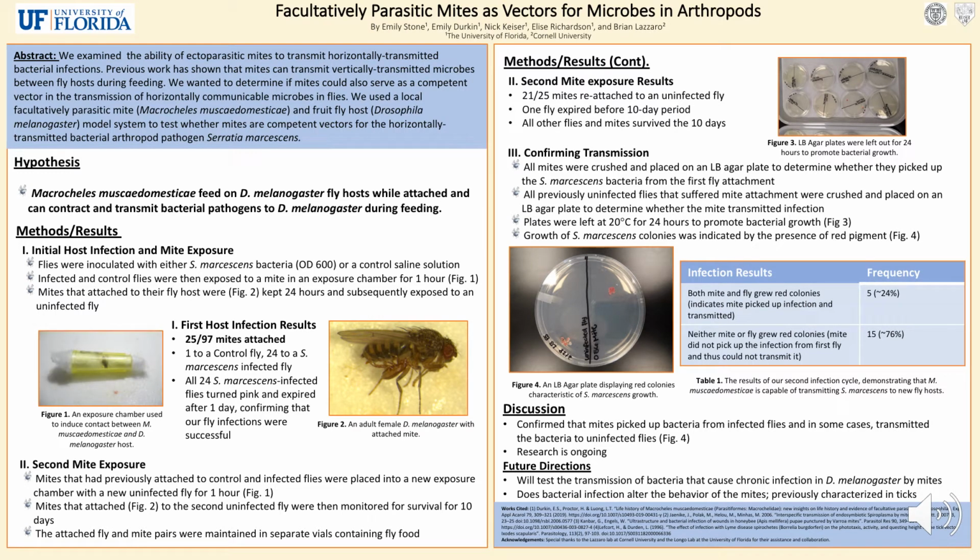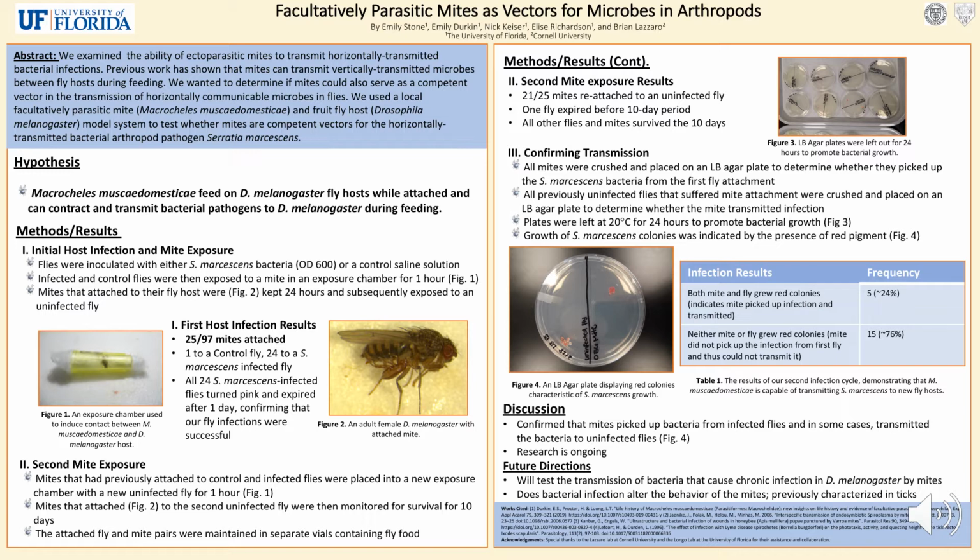Today I'll be presenting a poster entitled Facultatively Parasitic Mites as Vectors for Microbes and Arthropods. In this project, we hypothesized that M. musca mites feed on a species of flies called Drosophila melanogaster, and that while attached to these hosts, they can contract bacterial infections and then transmit these infections to new subsequent hosts during further feedings.